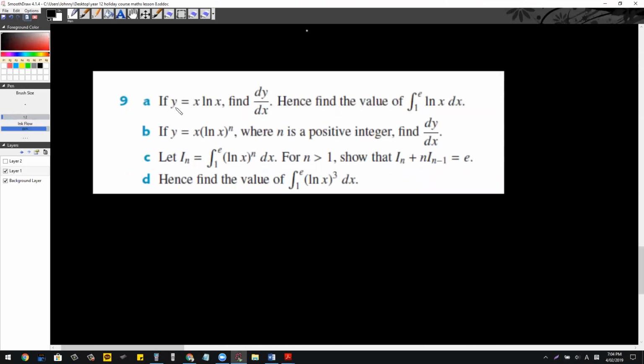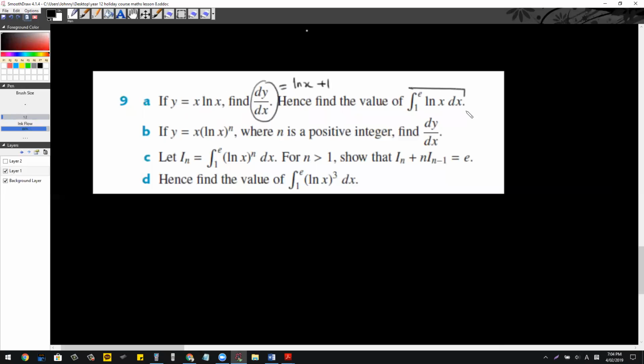So if y equals x ln x, find dy/dx. So we already know what that is. We tried that. Sorry, it was x times 1 on x plus ln x, so ln x plus 1, wasn't it? That's the differentiation of that by using the product rule.